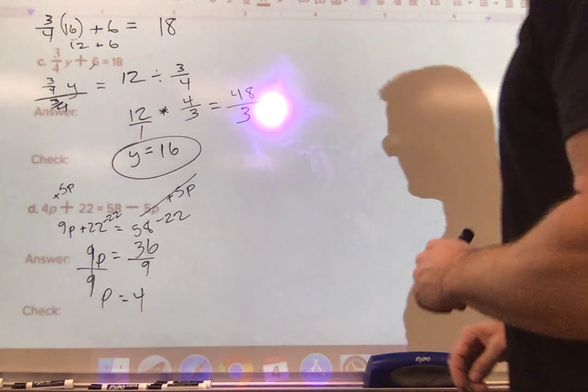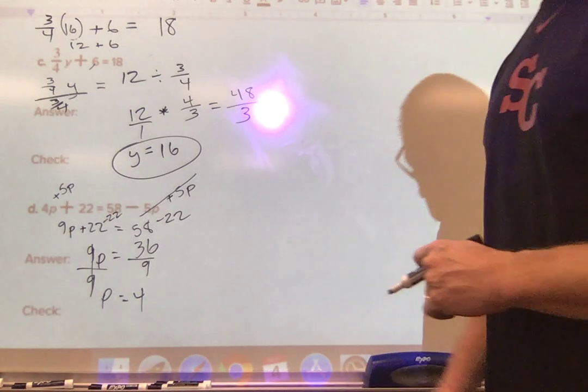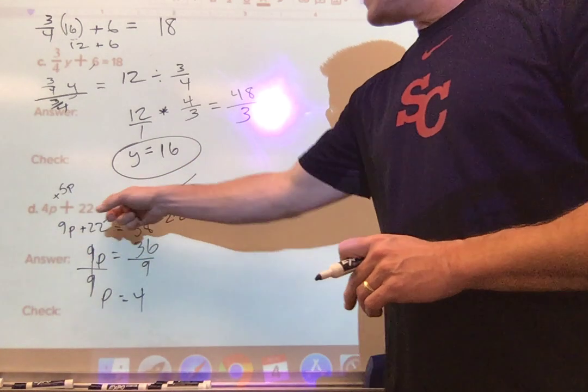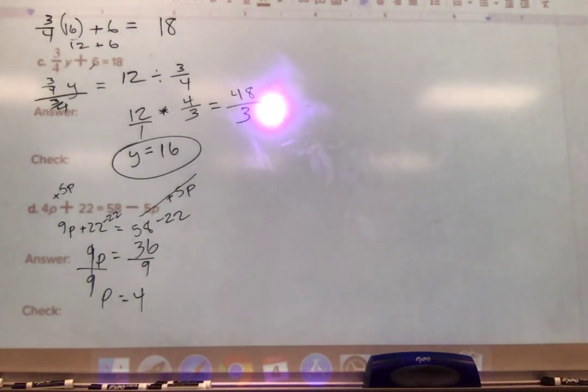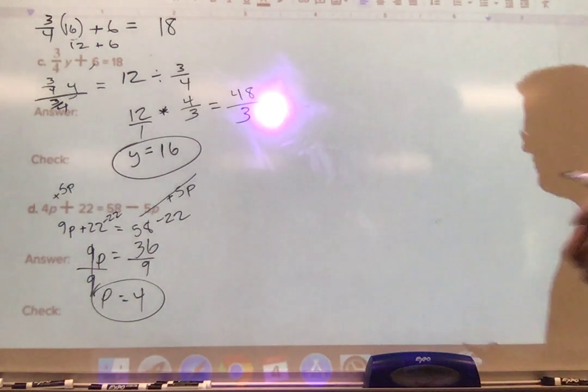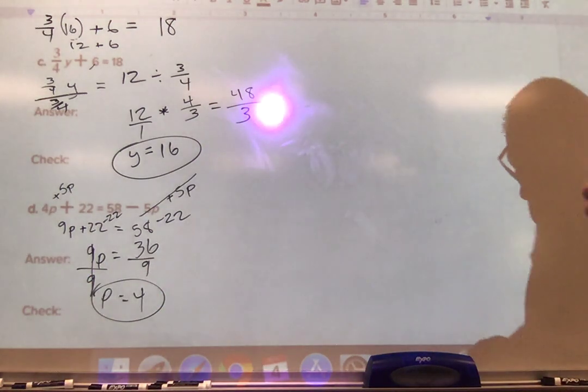If I plug it back in here, and again, I'm not going to take the time to substitute right now, but we would know to plug that back in to make sure it worked and both sides would equal out. We've done that on all the other ones. So that's something you make sure you do every time to see if your answer makes sense. So p equals 4. All right, so make sure you get these copied down here.